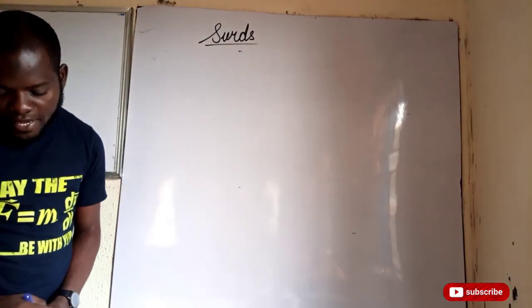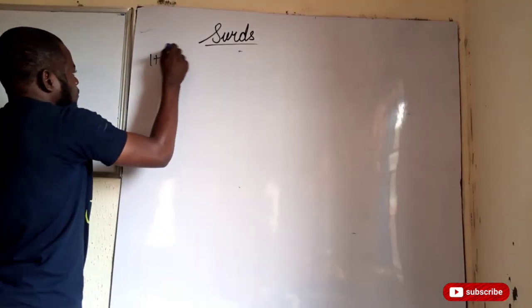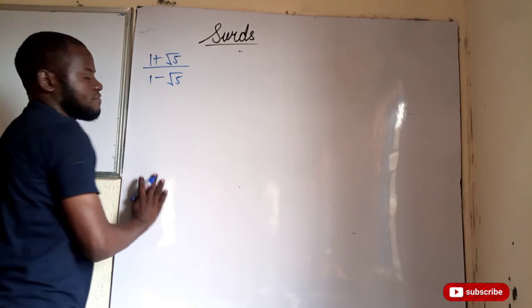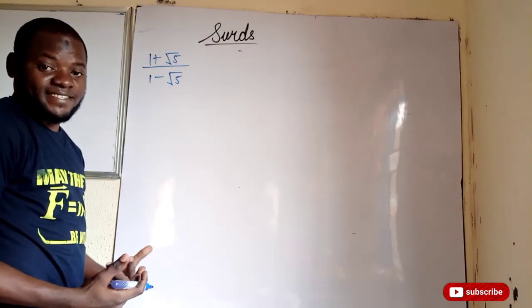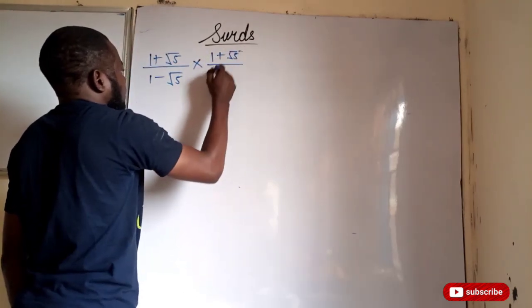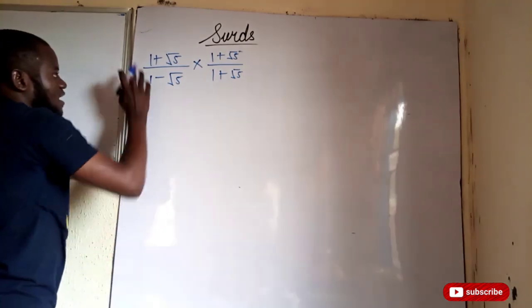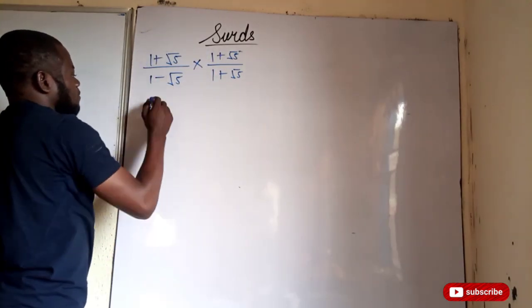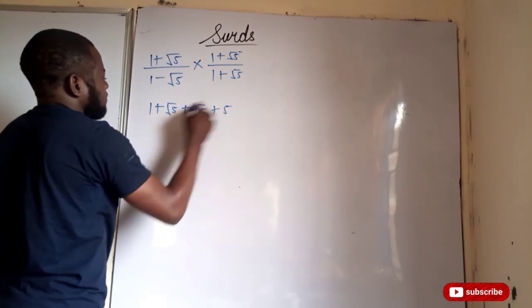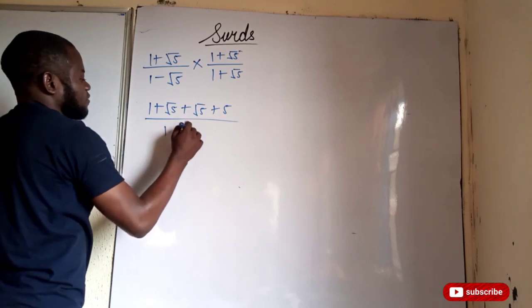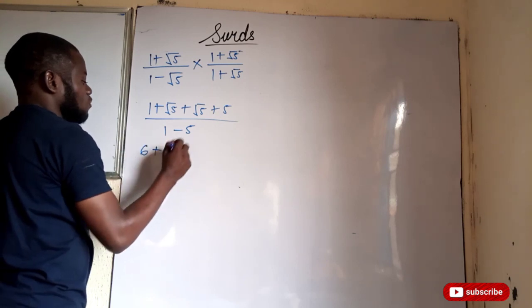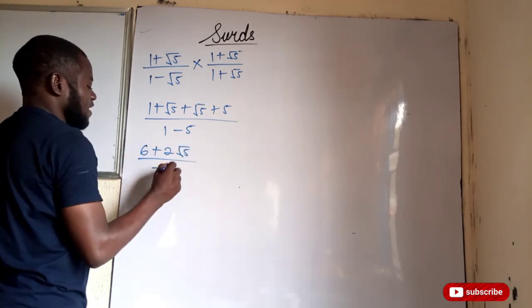Okay, another example states that if I have 1 plus root 5 divided by 1 minus root 5, we are asked to simplify this by rationalizing it. So we just multiply by 1 plus root 5 divided by 1 plus root 5. Hence, this times this will give us 1 plus root 5 plus root 5 plus 5, divided by 1 minus 5. Hence, this plus this will give us 6 plus 2 root 5 divided by minus 4.